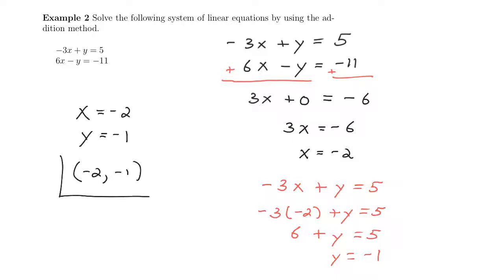So this was very fast. It worked out that just by adding these equations together, it canceled one of the variables very quickly, and we were able to arrive at our solution. It won't always be this simple, and we'll see that in the next example.